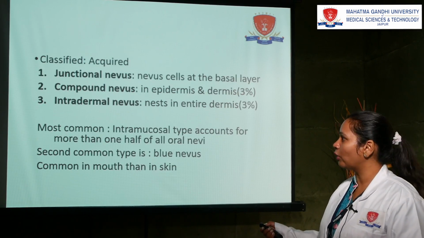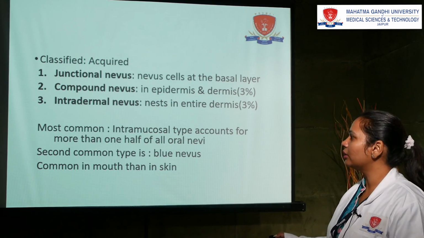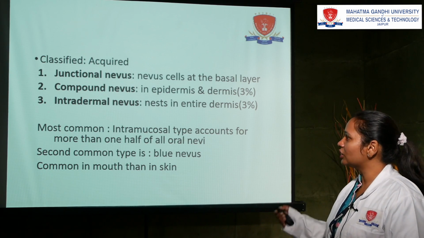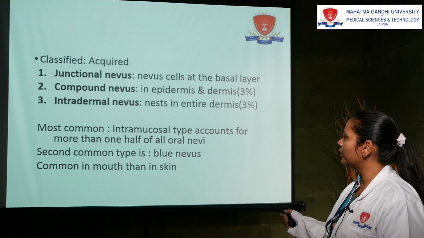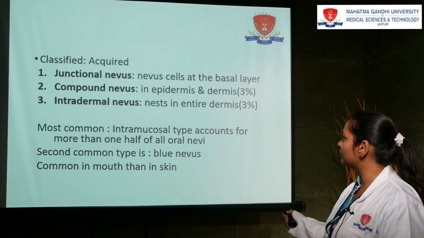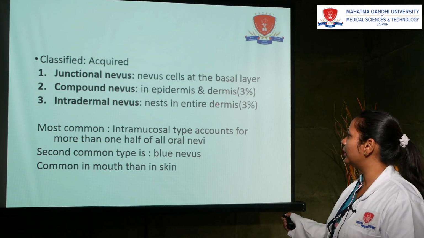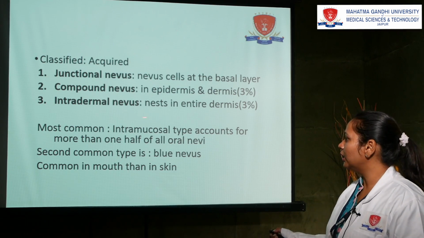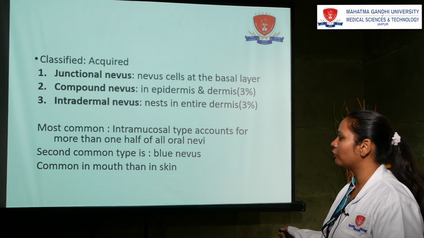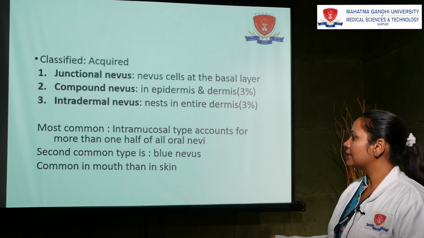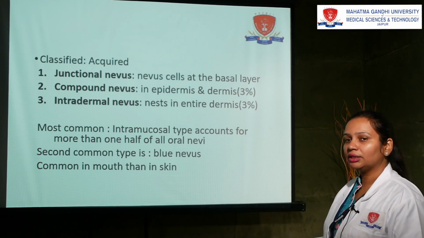Acquired nevi are mostly classified as junctional nevi, compound nevi or intradermal nevi. In junctional nevi, nevus cells are seen at the basal layer. In compound nevi, these nevus cells are seen in epidermis and dermis, and in intradermal nevi, the nests are seen in the entire dermis. Most commonly, the intramucosal type accounts for more than half of all oral nevi. The second most common type is blue nevus, which is more common in the mouth than in skin.